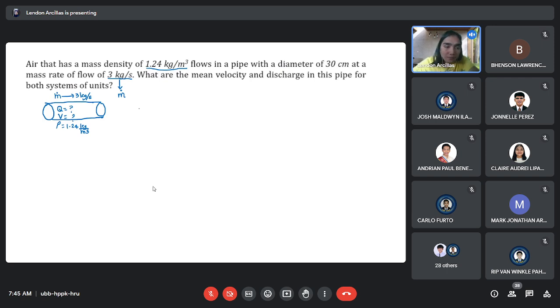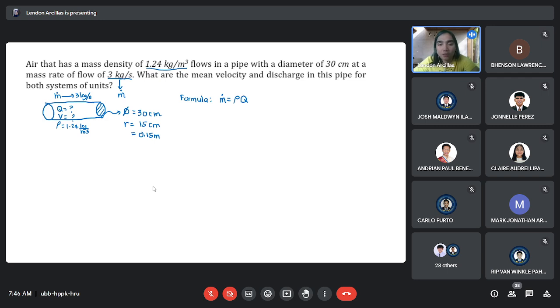And also, we are given na 30 centimeter diameter. Okay, so this is in radius that is 15 centimeter, equal to 0.15 meters. Okay. So, we need to figure out ano yung unang kukunin natin. Anong unang natin makukunin? So, based from the formula of mass flow rate, that is mass flow rate equal to the density times the discharge.